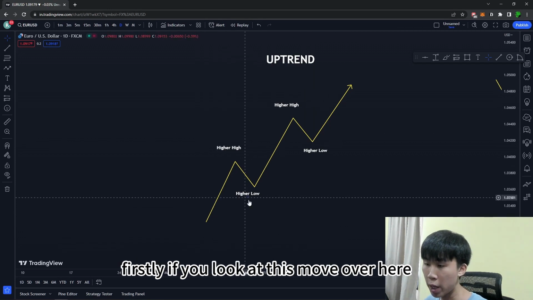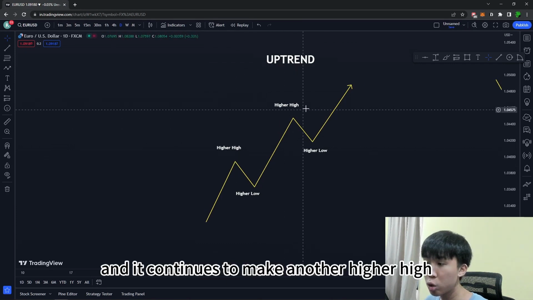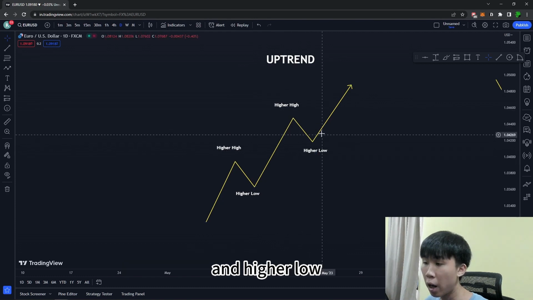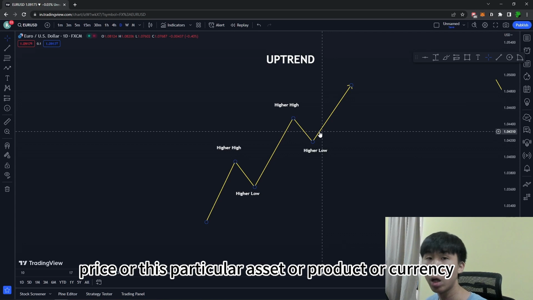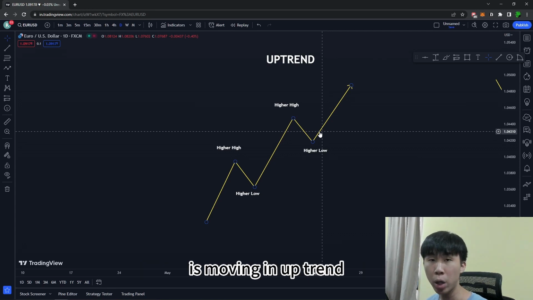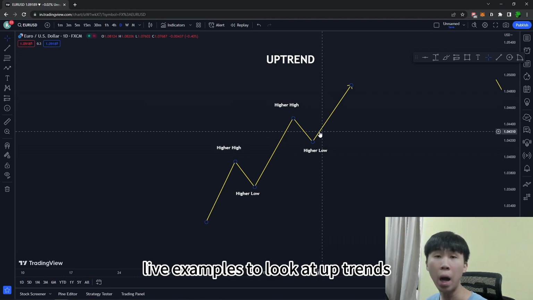Firstly, if you look at this move over here, if price had a higher high and a higher low, and it continues to make another higher high and a higher low, we are safe to say that this particular asset or product or currency is moving in an uptrend. Don't worry, we will jump to some live examples to look at uptrends.